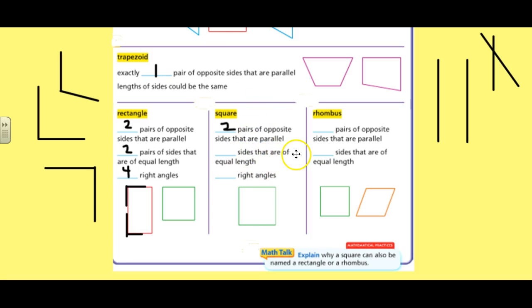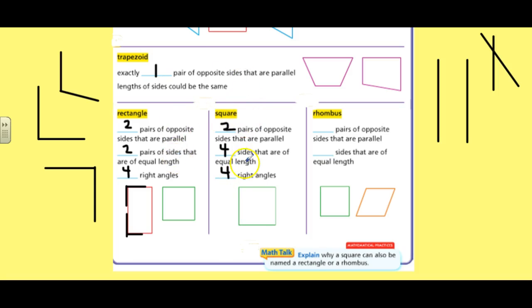It says blank sides that are of equal length, and this one's going to be different than the rectangle one because we know that with the square, all sides of the square have equal length, so we're going to put 4 sides that are of equal length. And then how many right angles? This one's just going to be exactly like the rectangle because every corner that you see here makes an exact L. So a square, just like a rectangle, has 4 right angles.